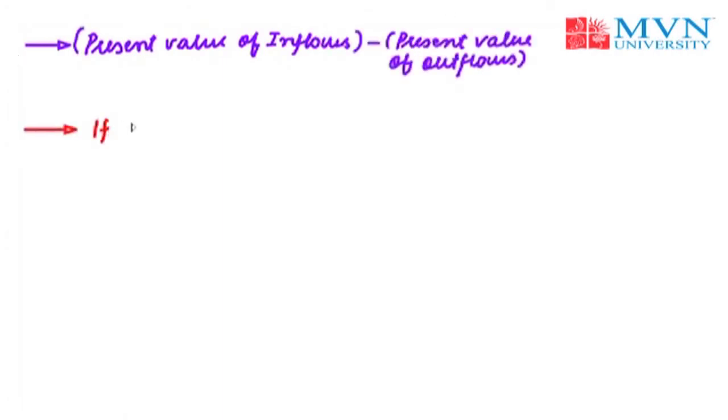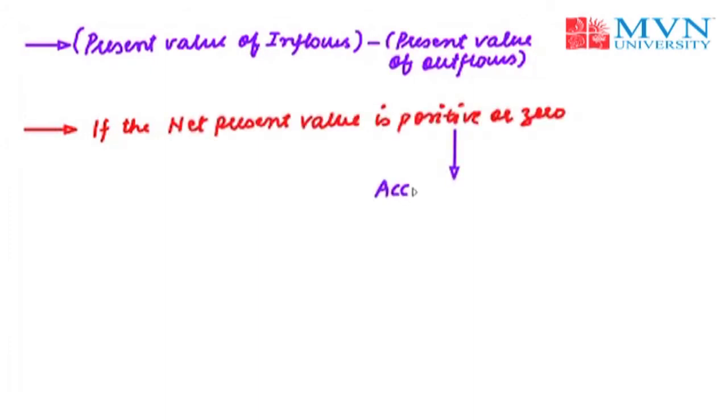Now after calculating the net present value, if the net present value is positive or 0, then the proposal may be accepted. But in case the present value of inflows is less than the present value of outflows, then the proposal should be rejected.